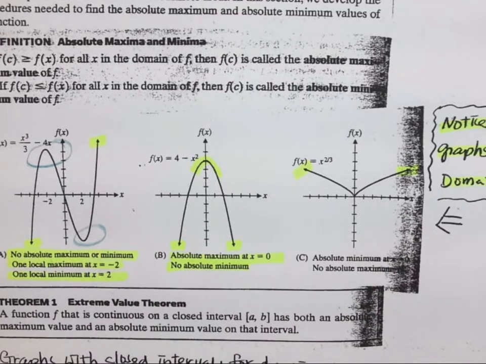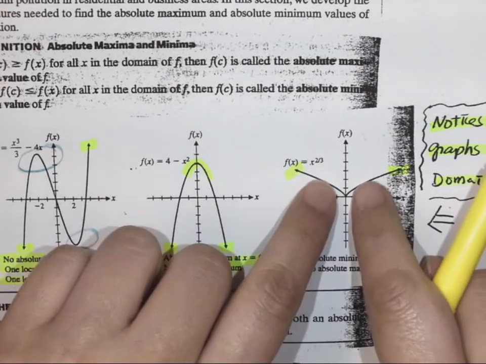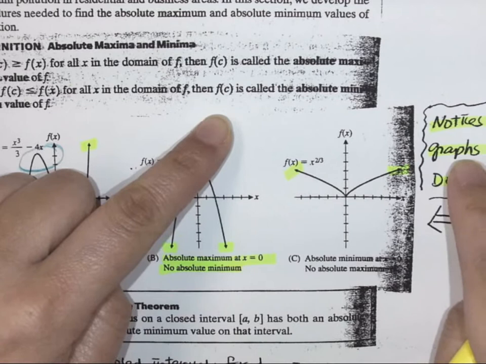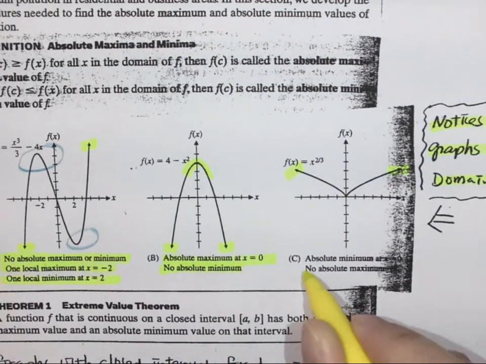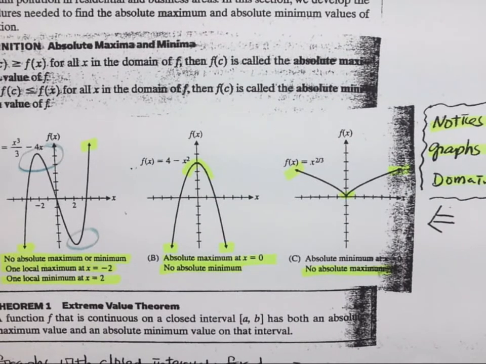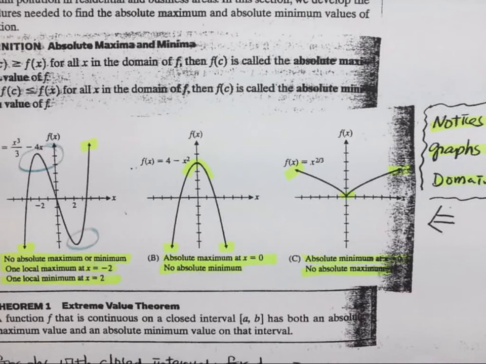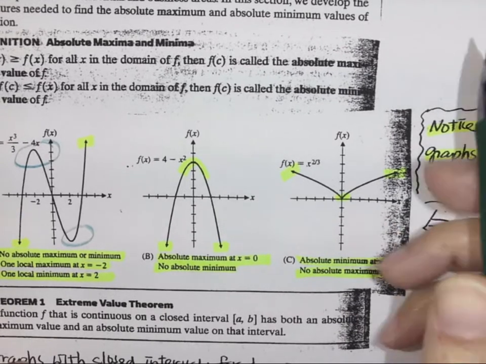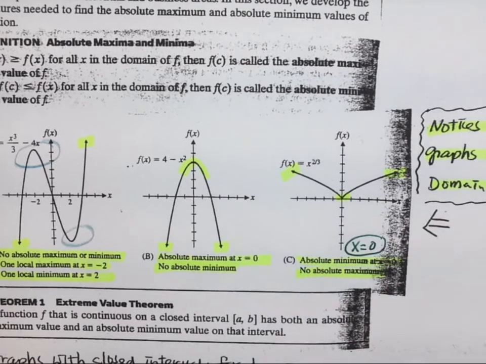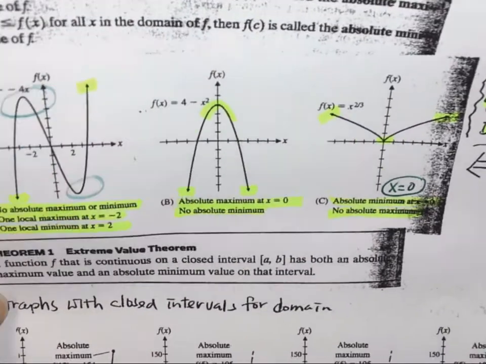Okay, for C, this is going up forever here, so I don't have a highest point of the graph, so no absolute maximum, but I do have the lowest point of the graph. The lowest point of the graph is going to be at x equal to 0, right? Can we see that? So we're just discussing the location of the absolute maximum and minimum. This is one type of question you may see.